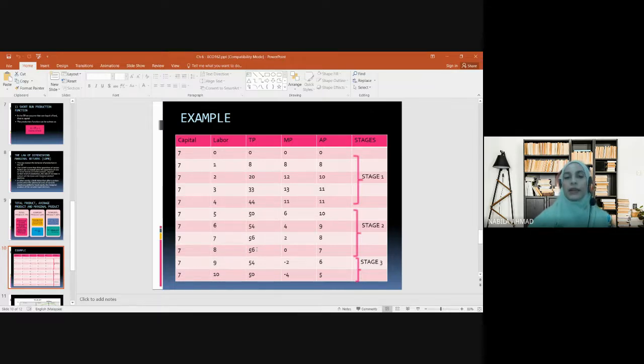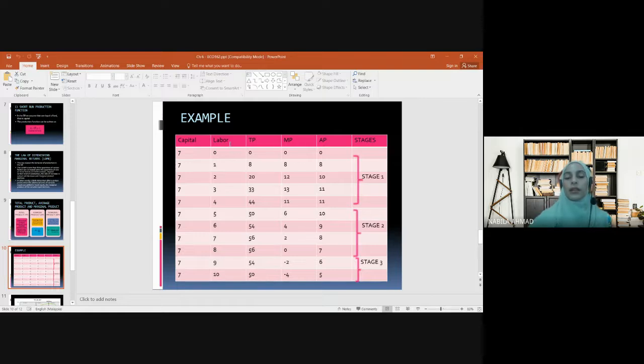Okay, selepas reach maximum, sekiranya producer tambah lagi pekerja, dia akan menyebabkan apa? Total product ataupun output kita berkurangan, bukan bertambah. So selepas kita reach maximum, jangan tambah lagi labor. Tetapi kalau tambah juga labor, akan berlaku apa? Kekurangan dalam output. Ya, 54 and 50. That is for total product.